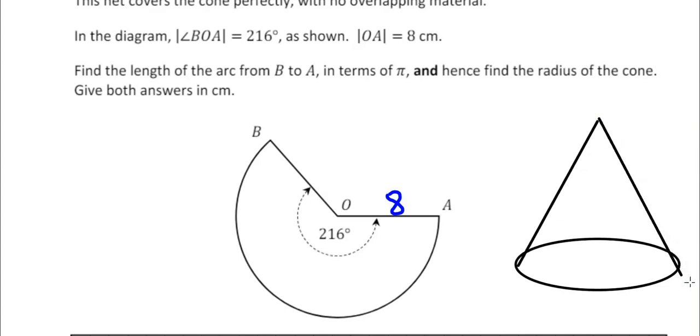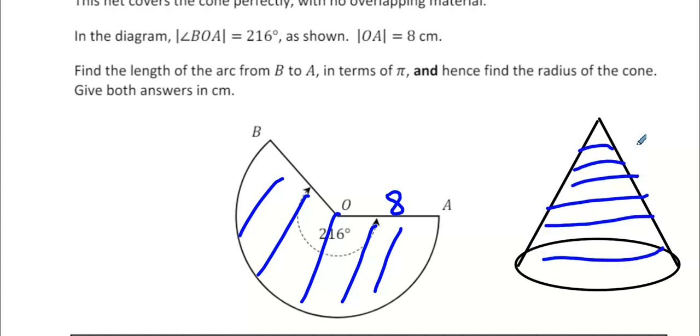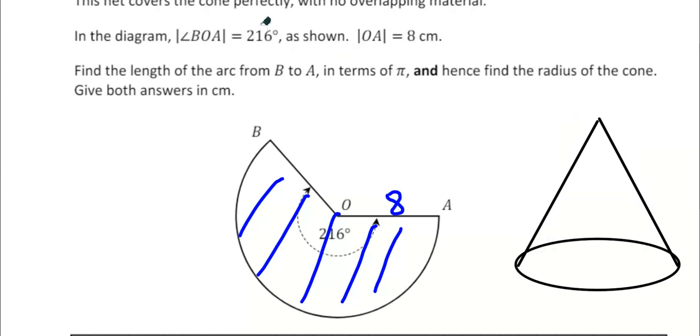When we fold that clot up, so all this blue part here, what that does is it makes basically the wrapper of a cornetto. That's what it's forming. Okay, so that 8 is actually the slant height. Would you agree with that? So that 8 is the slant height.